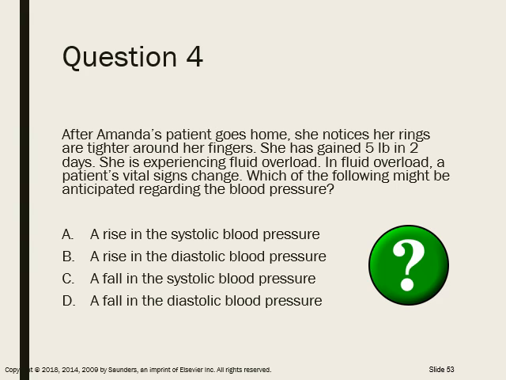Question 4. After Amanda's patient goes home, she notices her rings are tighter around her fingers. She has gained 5 pounds in 2 days. She's experiencing fluid overload. In fluid overload, a patient's vital signs change. Which of the following might we anticipate regarding the blood pressure? Will there be a rise in the systolic blood pressure, a rise in the diastolic blood pressure, a fall in the systolic blood pressure, or a fall in the diastolic blood pressure?